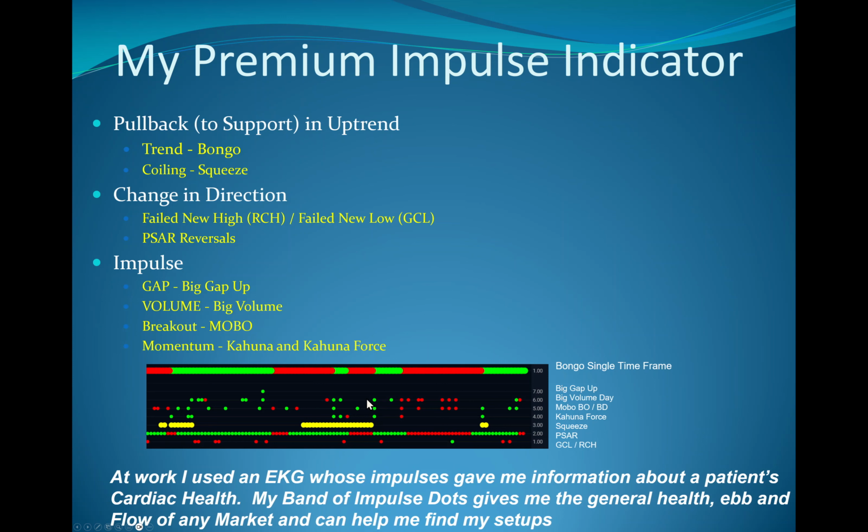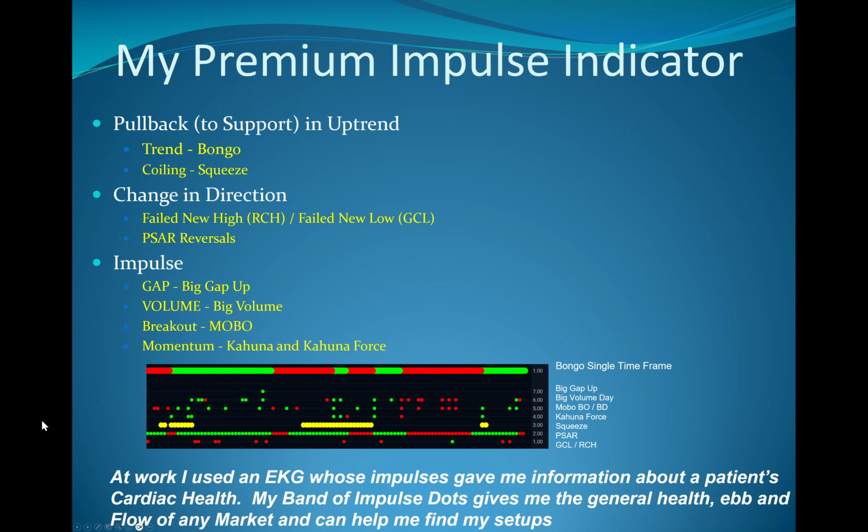I can tell you I'm interested right here in this stock. Why? Because it just reversed trend. It's got big volume breakout momentum coming out of a squeeze. The next one is a PSAR, a Welles Wilder system. I just put it in there because I think it supports the rest of the model. And then the red dots are red candle highs, and the green dots are green candle lows.